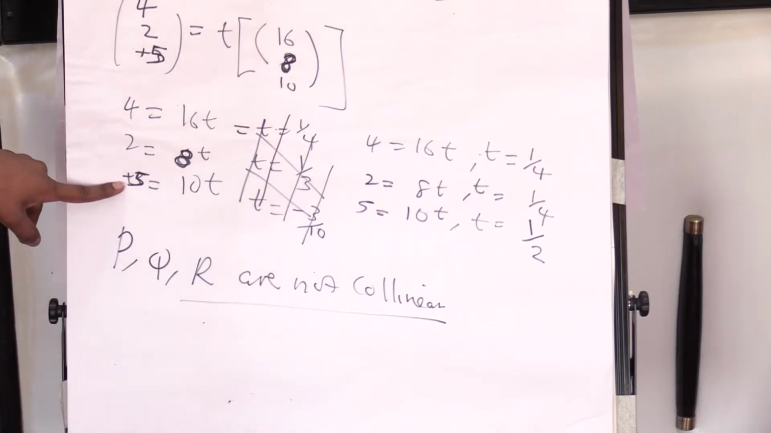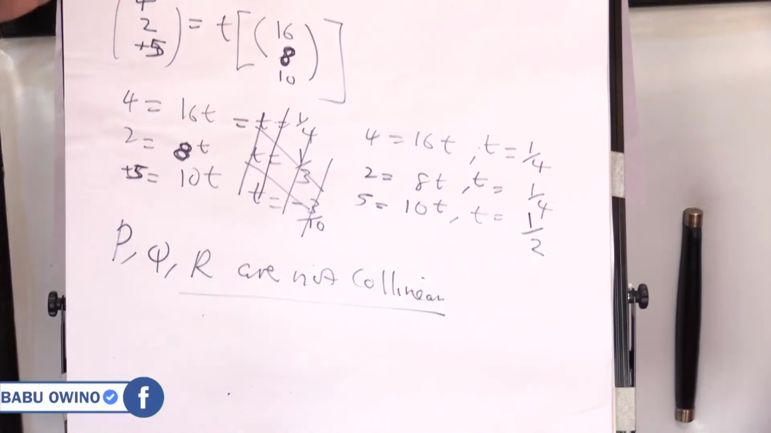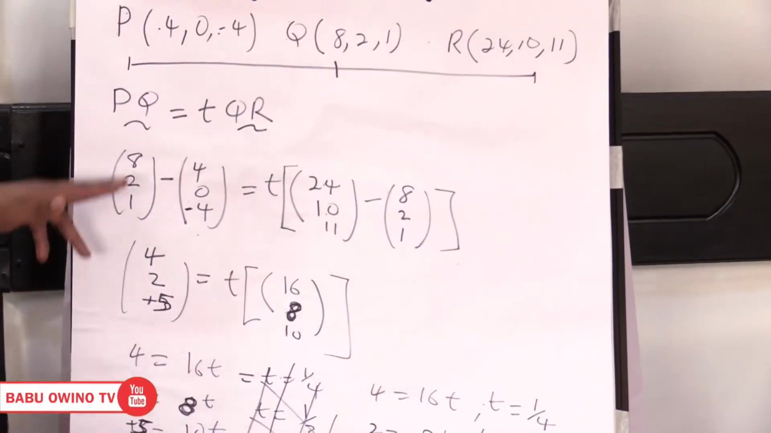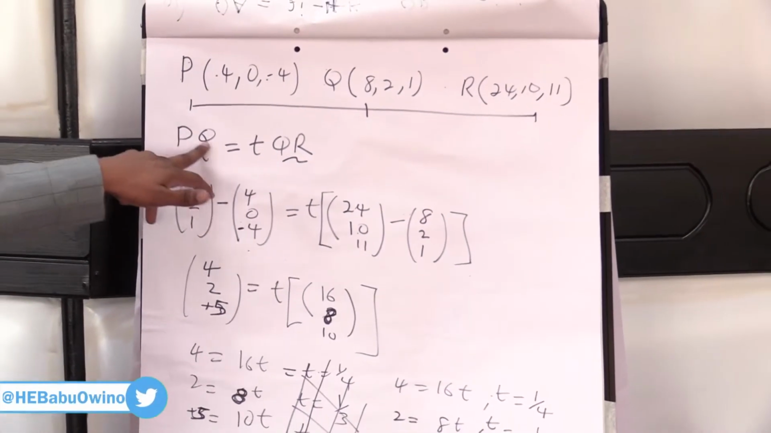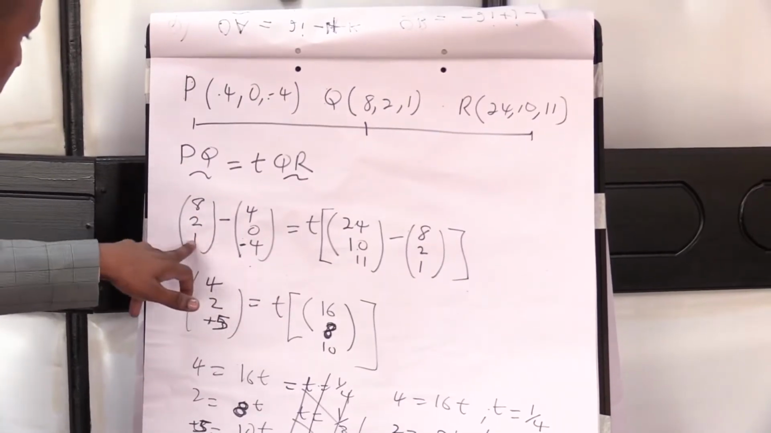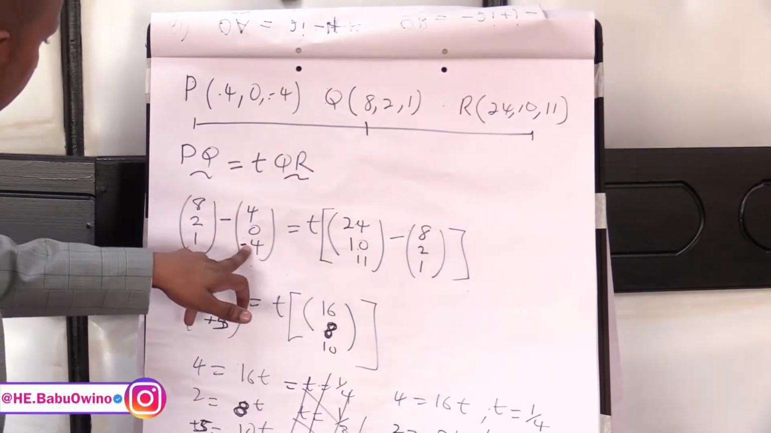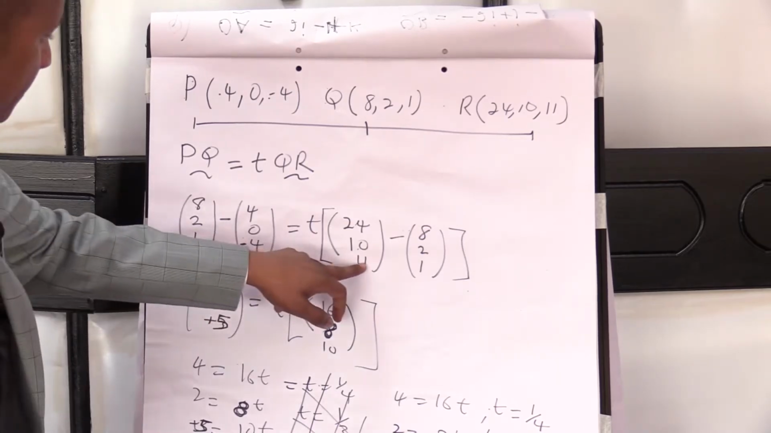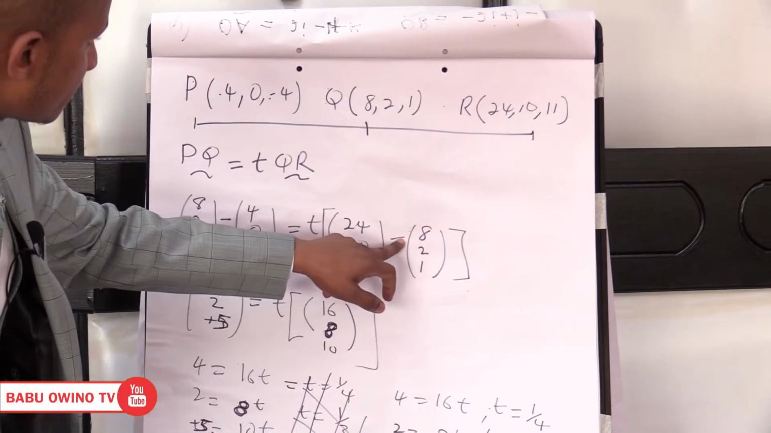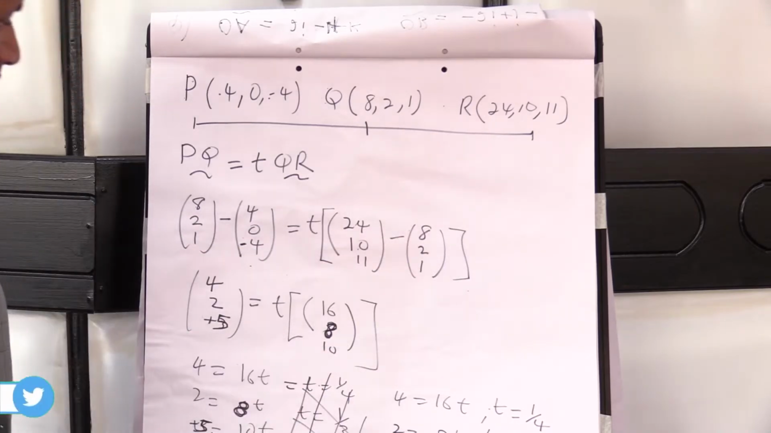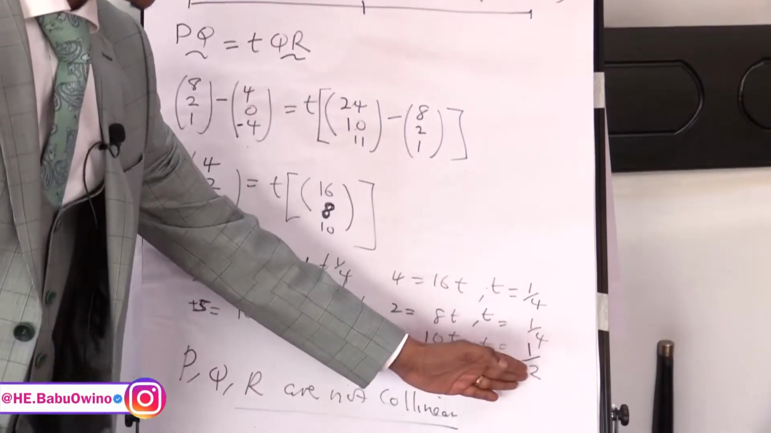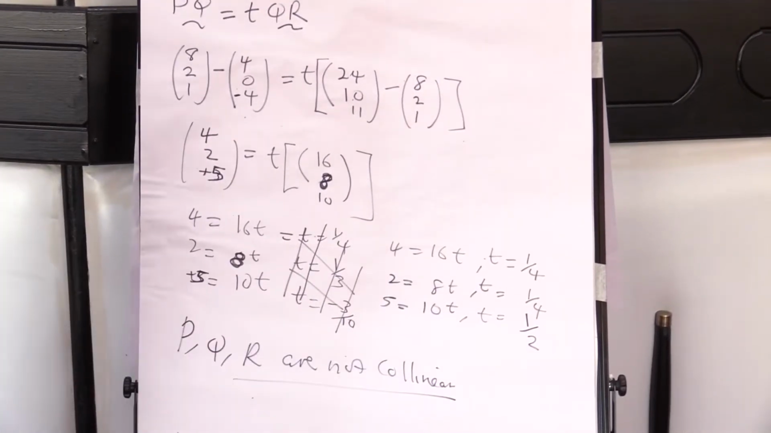So it's still coming out to be different. Let's check again. You have to take care of these signs. Let's check the last one. PQ is Q minus P. This is 1 minus minus 4, which is 5. Then 11 minus 1 is 10. So still it's not coming out. So it's not quarter, quarter, and a quarter. So the points are not collinear.